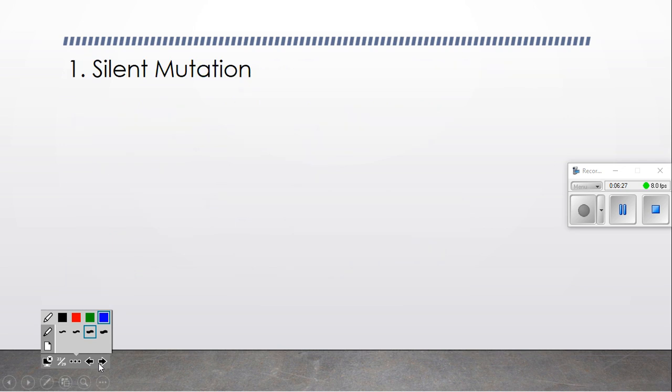So we're going to talk about some different categories of mutations. The first of which is a silent mutation. Now, much like its name suggests, silent mutations don't actually cause an overall change in the organism.